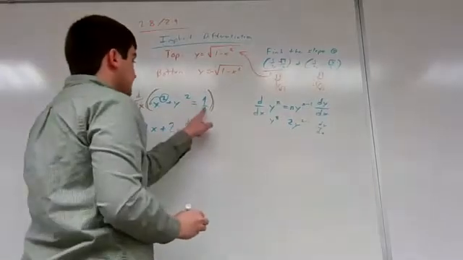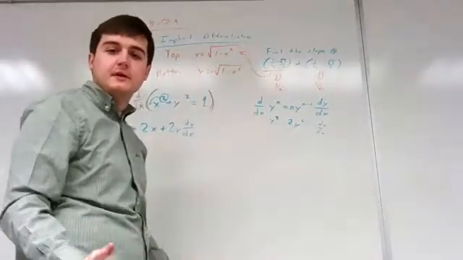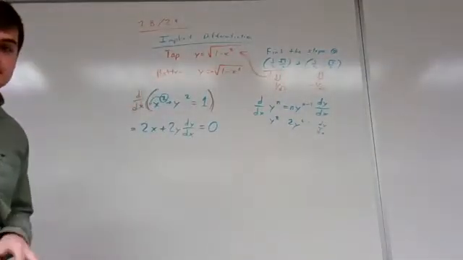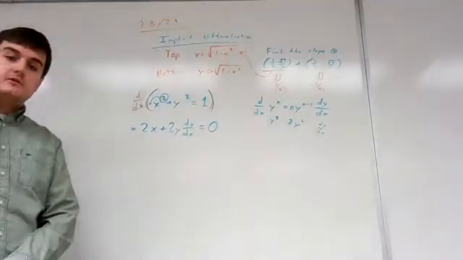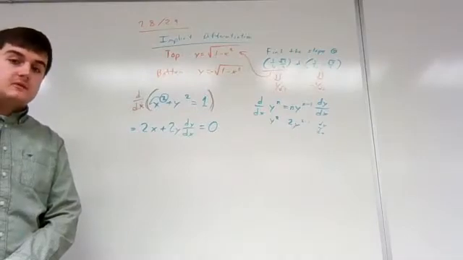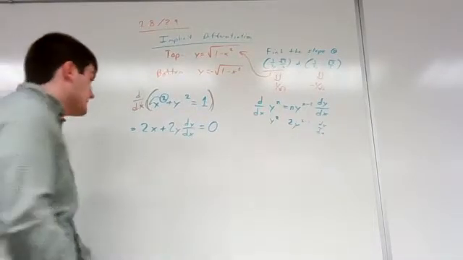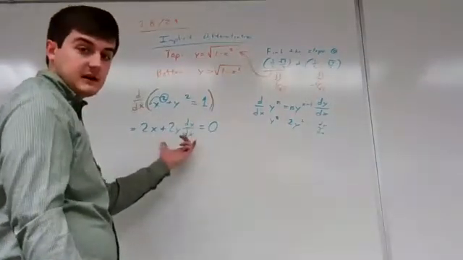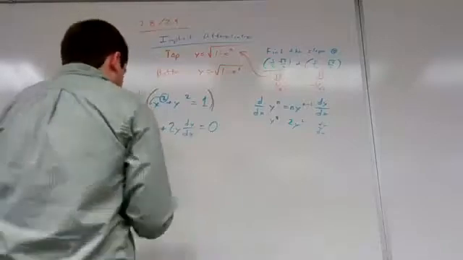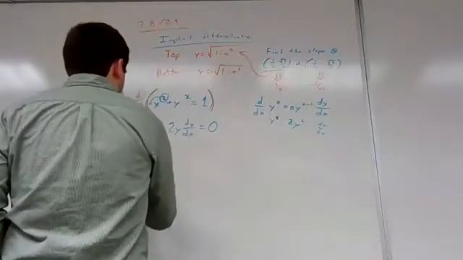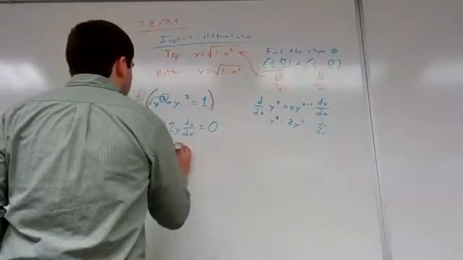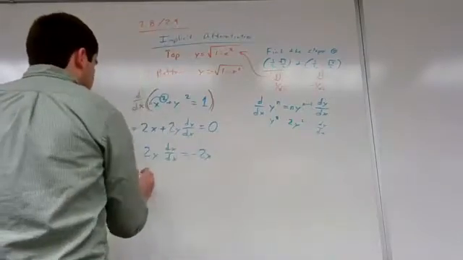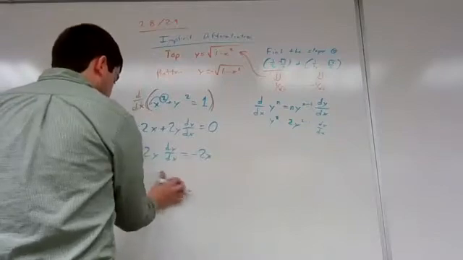And this is equal to the derivative of 1. What's the derivative of 1? Well, it's 0. Okay, so now what's my goal here? What was I finding? The derivative. So to solve for the derivative, let's get it by itself on this side. So I'm going to subtract 2x from both sides. This is going to give me 2y dy over dx equals negative 2x.